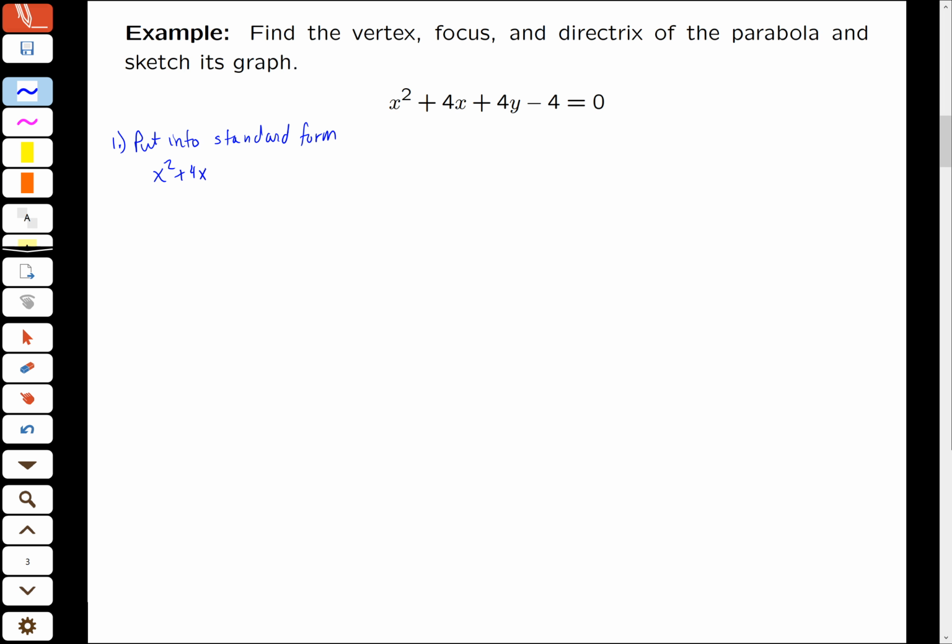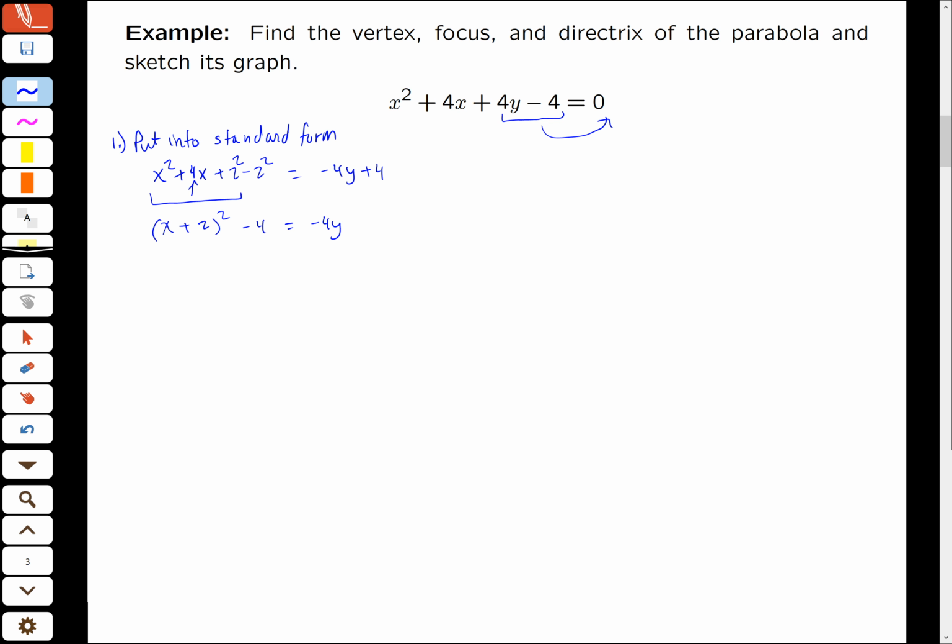What I'm going to do is take the 4y and the 4 over to the other side, keeping all the squared terms on one side. So x squared plus 4x is equal to minus 4y plus 4. Half of our middle term is going to be 2, and then I have to square it and add and subtract that value. I'm going to factor the first 3 terms, so that gives me x plus 2 squared minus 4 is equal to minus 4y plus 4.